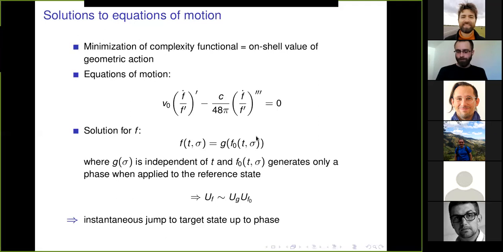concatenation of two conformal transformations is equivalent to multiplication of the corresponding group elements. And we saw that the representation of the multiplication of two group elements was proportional to multiplying the representation of these two group elements together. So we see that even at time t equals zero, when f naught is simply the identity, we already apply this U_T, and we immediately jump to the target state. And at later times, we will only change the phase of this target state.